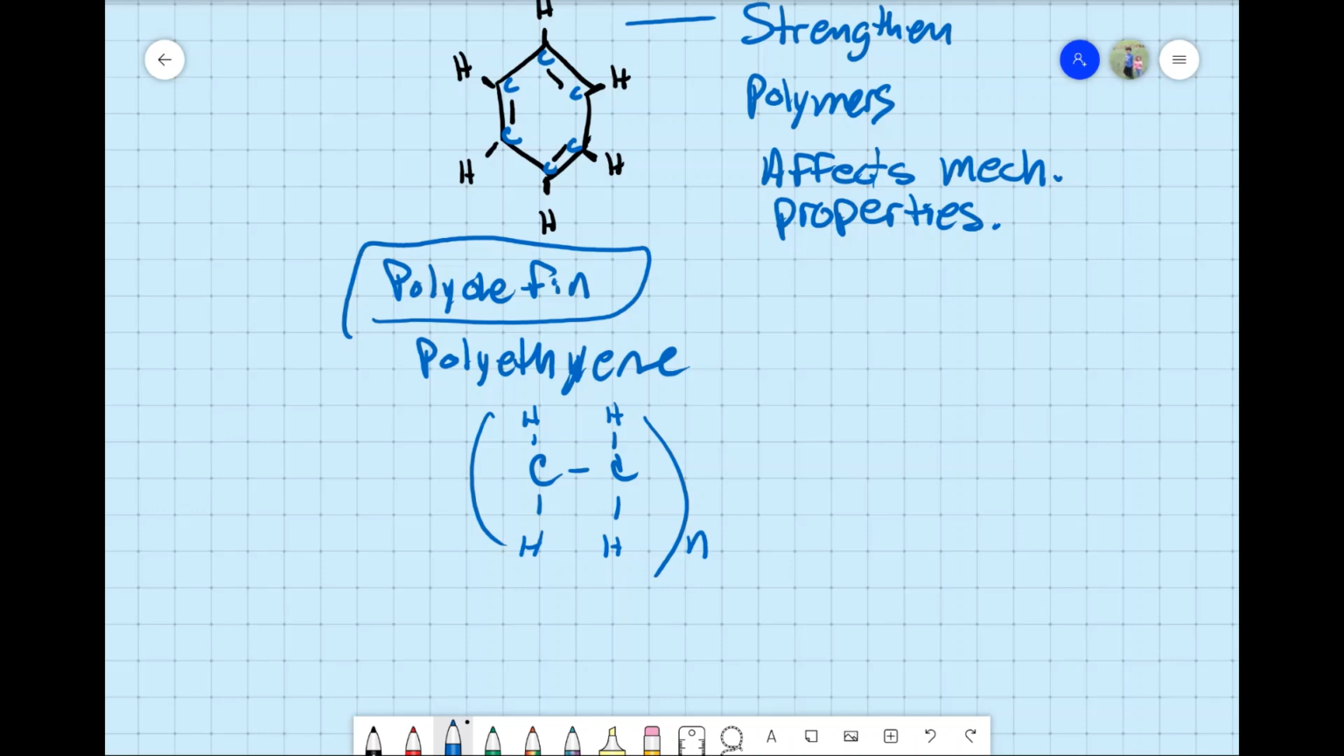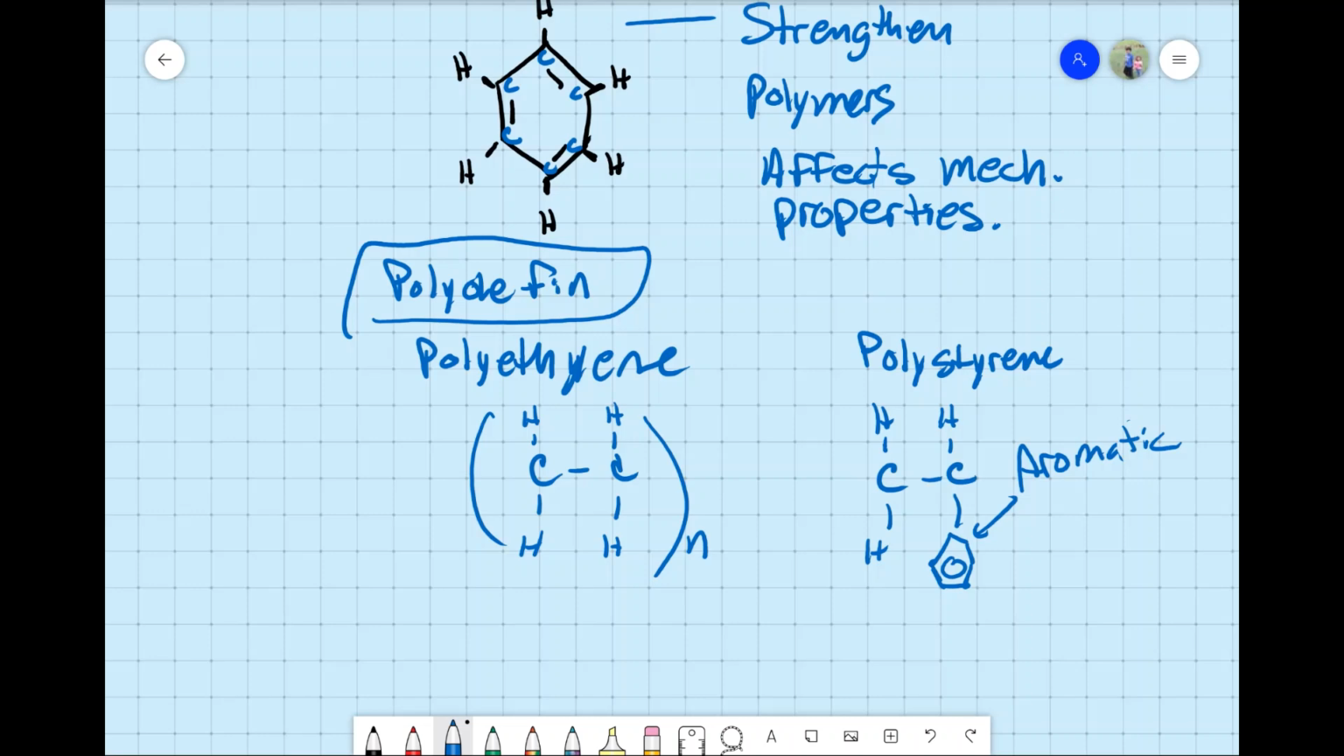If we look at polystyrene, we have the same olefinic structure, but instead of a hydrogen here, we have the benzene ring, if I can draw it. This benzene ring, this aromatic, is known as a pendant molecule.